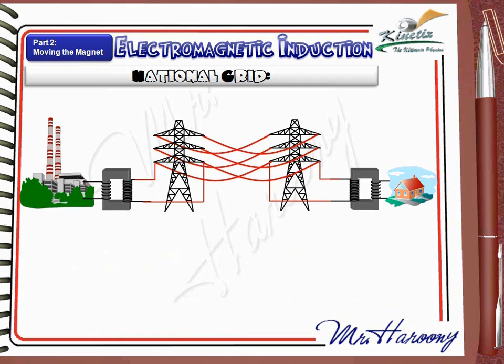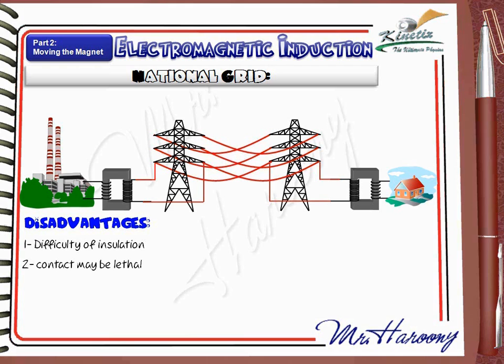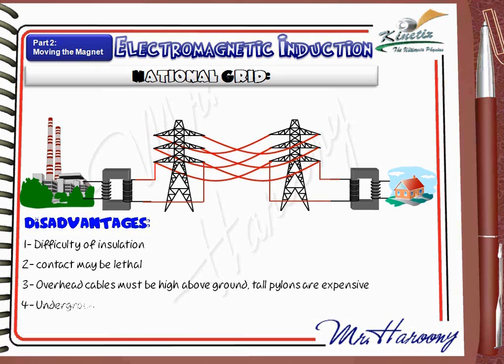Even though the advantages are many, there still must be some disadvantages. Number 1. Difficulty of installation. Number 2. Contact may be lethal. Number 3. Overhead cables must be high above ground. Tall pylons are expensive. Number 4. Underground cables are very expensive and they are difficult to maintain. Number 5. The cost of transformers.